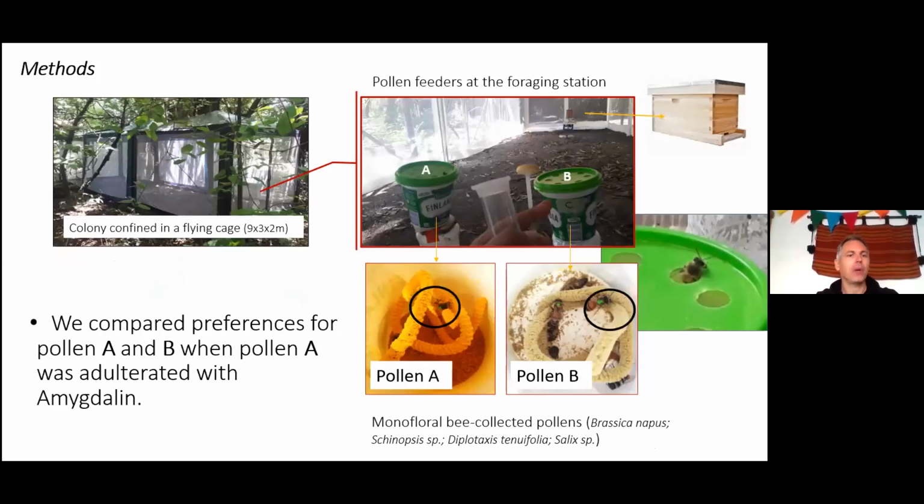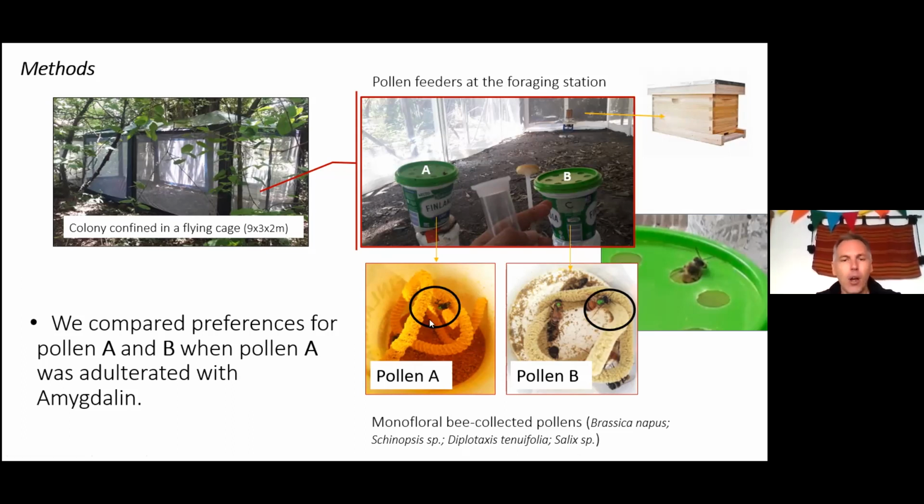So what Rocío did was to confine colonies inside these big flying cages. Here you can see at one end of the cage the colony, and she trained the bees from the colony to a foraging station that at a certain time could offer 2 different pollen feeders that were used during this dual choice test.